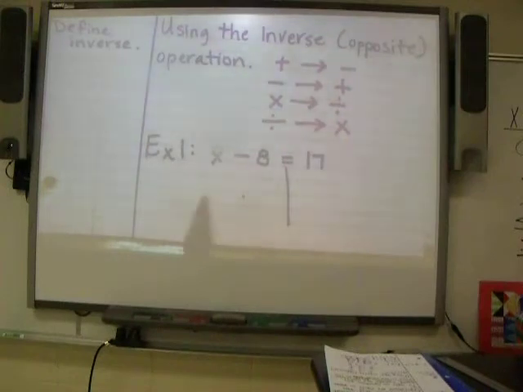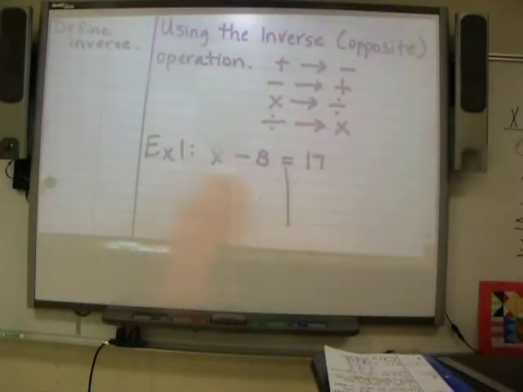So that means if I do something to one side, to keep it balanced, I have to do the exact same thing to the other side. It's like putting something on the side of a scale. If I'm going to keep it balanced, I need to do the exact same thing to both sides of the scale. So the first question you're always going to ask yourself is, what has been done to x?